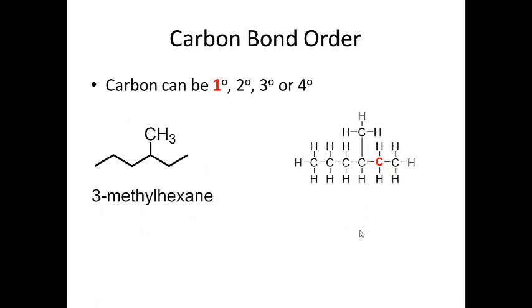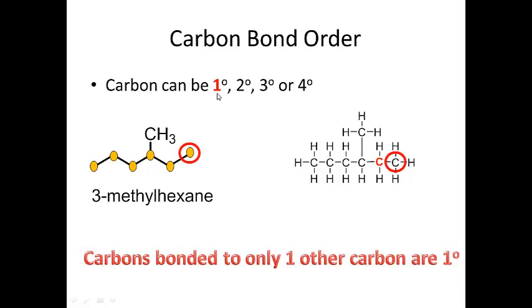All right, let's talk a little bit about bond order. This will help you if you just remember this information going forward, because we're going to talk a lot about primary, secondary, and tertiary carbons. So carbon can be primary, it can be secondary, tertiary, or quaternary. So here again we see 3-methylhexane, right? And every carbon in the chain is shown here by a yellow dot, and then of course here's my methyl substituent.